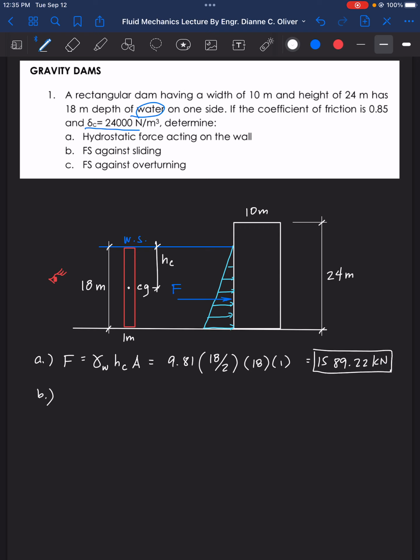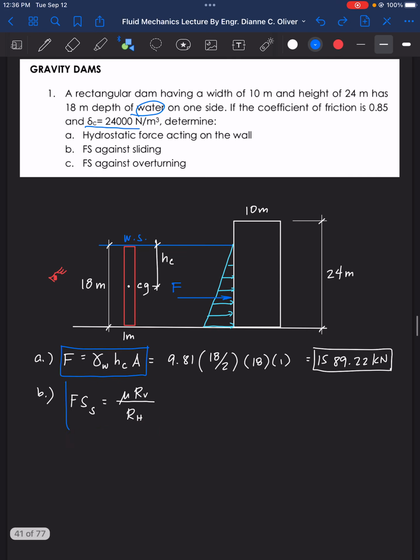Let's go for letter B. It says there factor of safety against sliding. So this is the formula for the hydrostatic force acting on the wall, and for the factor of safety against sliding, that is equal to Fs is equal to mu, or the coefficient of friction, and then the RV, the vertical reaction, and then the RH, the horizontal reaction. So this is the formula for the factor of safety against sliding.